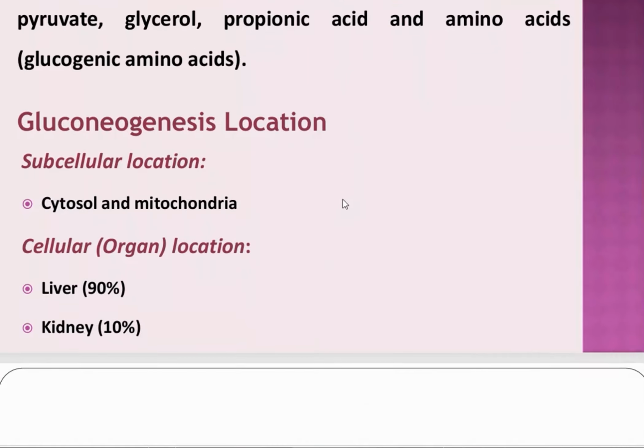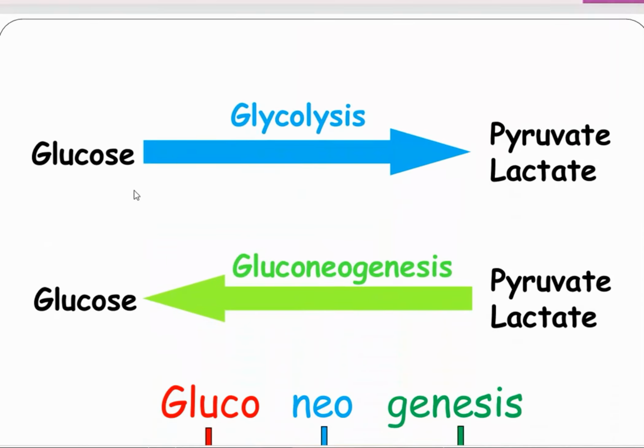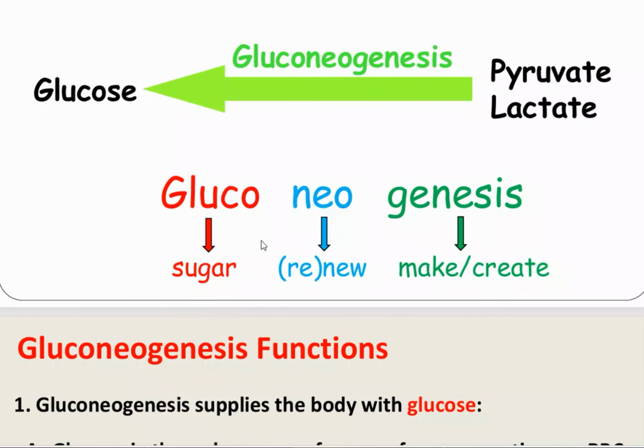Where does it occur? The subcellular location of gluconeogenesis is the cytosol or mitochondria, and the organ location is the liver, 90%, and the kidney, 10%. So the process: glucose is converted to pyruvate or lactate, that is glycolysis. On the other hand, pyruvate or lactate reconverted to form glucose is called gluconeogenesis. Gluco means sugar, neo means new, and genesis means synthesis or creation. That is, newly synthesized glucose is called gluconeogenesis.